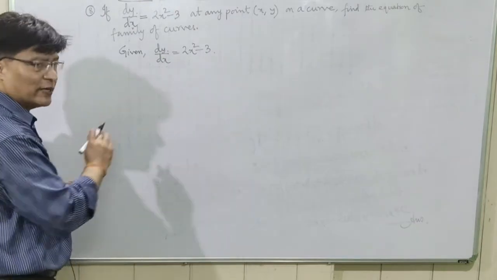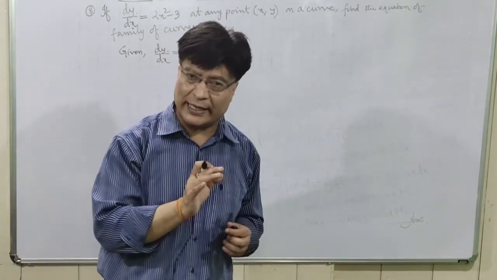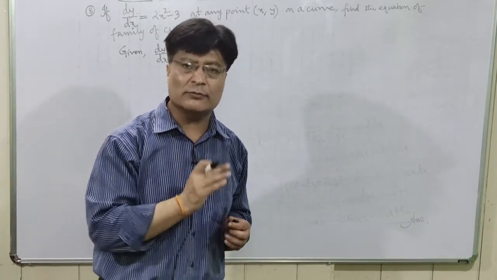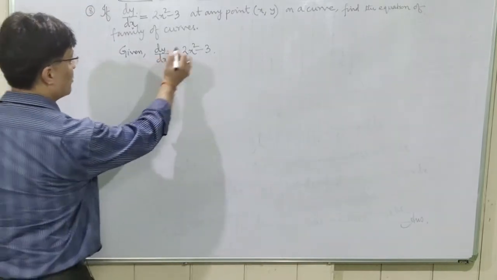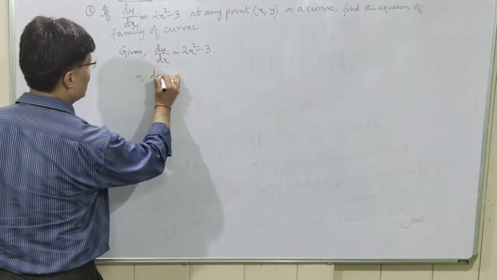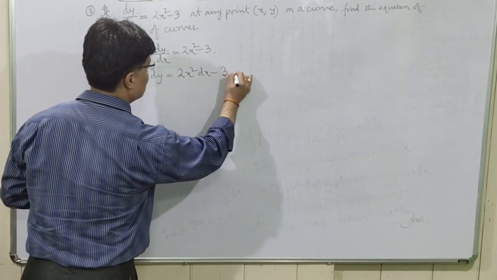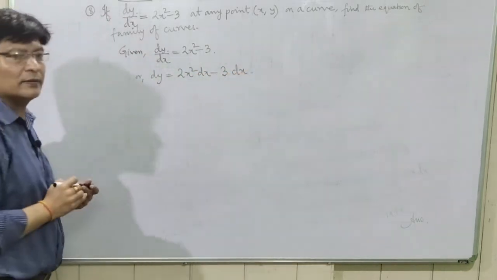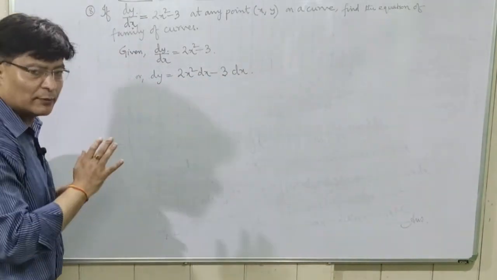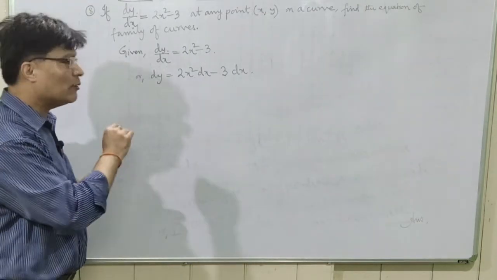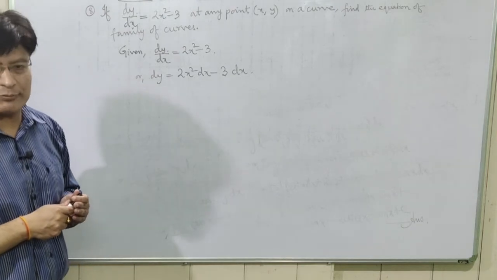So you can separate the variables here. If there is dx, before dx there should be the term containing x. If there is dy, there should be the term containing y only, so that you can easily integrate them. So you can cross multiply it here, or dy is equal to 2x square dx minus 3 dx. Is that clear? Now the variables are separated here. Now you have to get the equation of the curve in terms of x and y. That means you have to integrate.